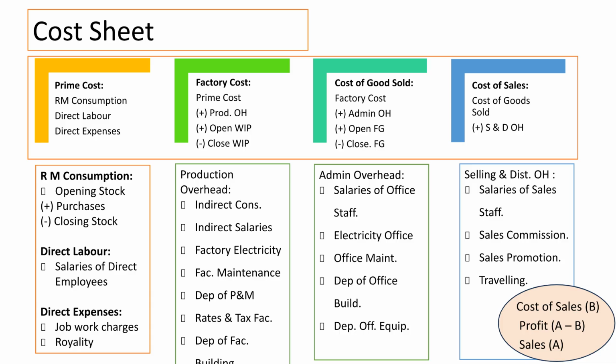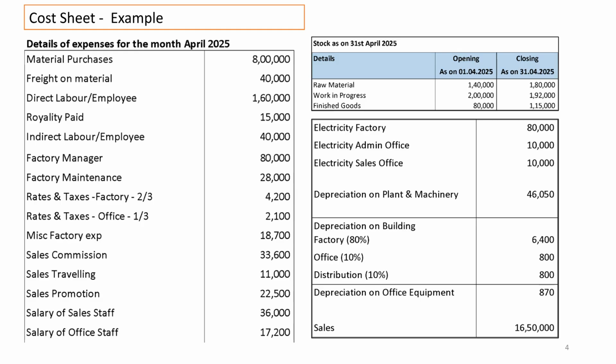In the last, cost of sales. To calculate cost of sales, we need to add selling and distribution expenses to cost of goods sold. Selling and distribution expenses include salaries of sales staff, sales commission, sales promotion expenses, traveling expenses of sales team, etc. If you add profit to cost of sales, we will get sales value. This way, in the cost sheet, we bifurcate cost into prime cost, factory cost, cost of goods sold, and cost of sales. Here's an example.